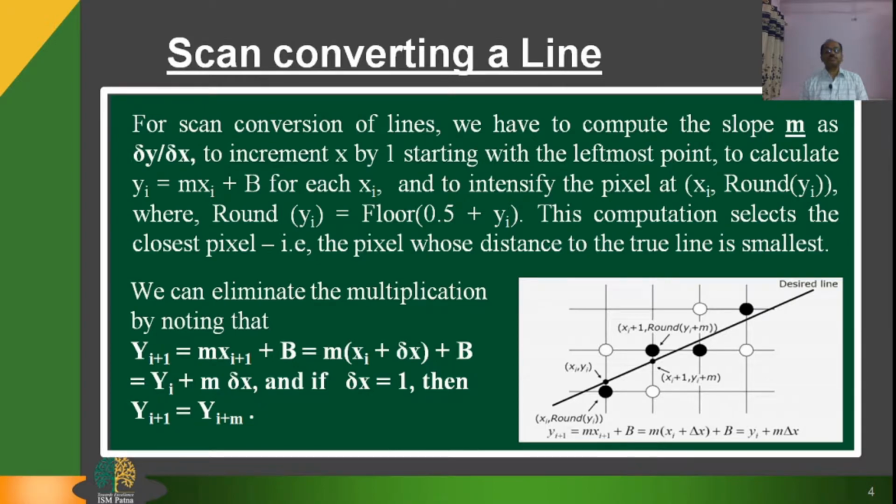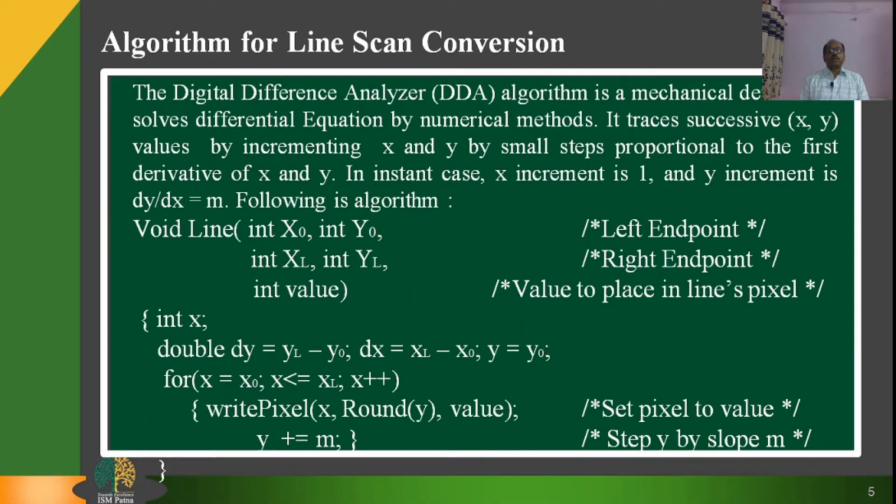So, we write various algorithms for line conversion. The DDA, Digital Differential Analyzer algorithm, is a mechanical device that solves differential equations by numerical methods. It traces successive x, y values by simultaneously incrementing x and y by a small step proportional to the first derivatives of x and y. In this case, the x increment is 1 and the y increment is dy by dx, which is termed as m. This is the algorithm.